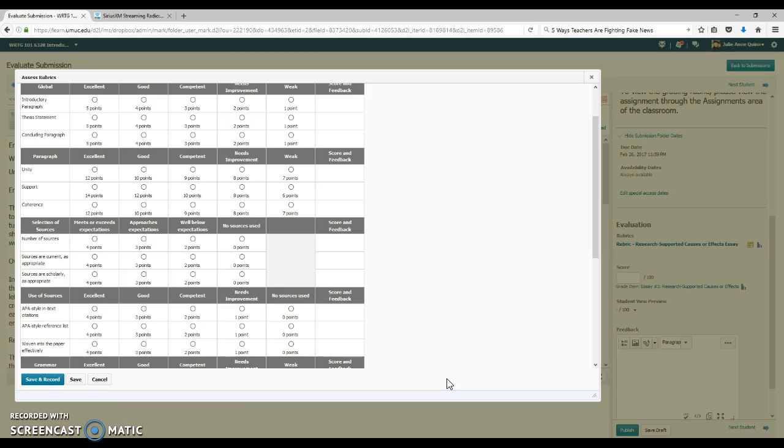Now, selection of sources. Make sure you go through the assignment guidelines. I believe it says 6 to 8 sources. If you have 2 or 3, you're going to get well below expectations. And if you have no sources, then that's going to certainly affect the quality of your work. Sources are current as appropriate. Now that depends on what type of argument you're making. If you're making a humanities argument, as I've stated before, you can have older sources, but if you're making an IT, a science, an economics related argument, probably more timely sources are necessary.